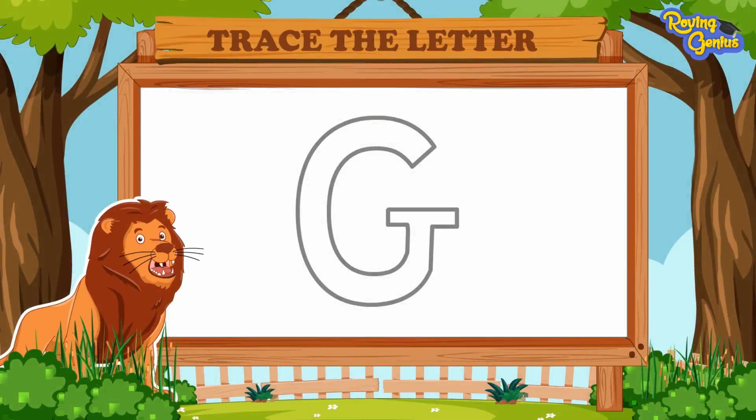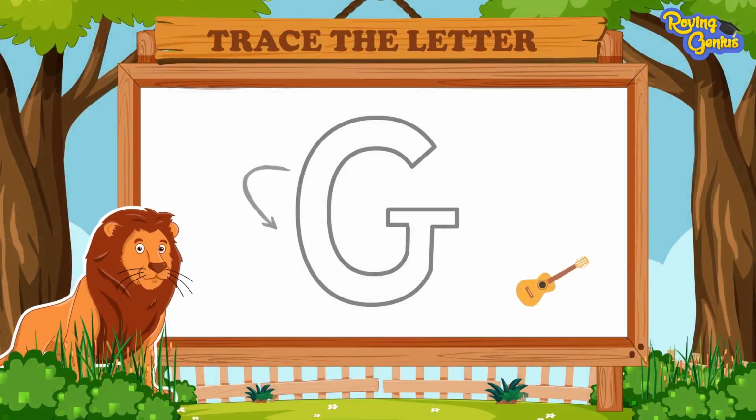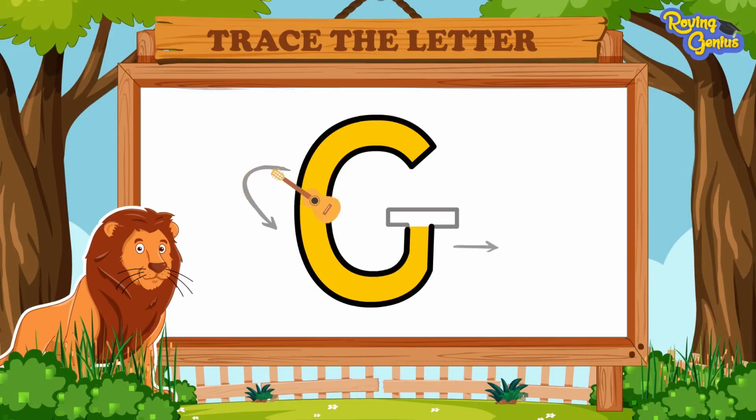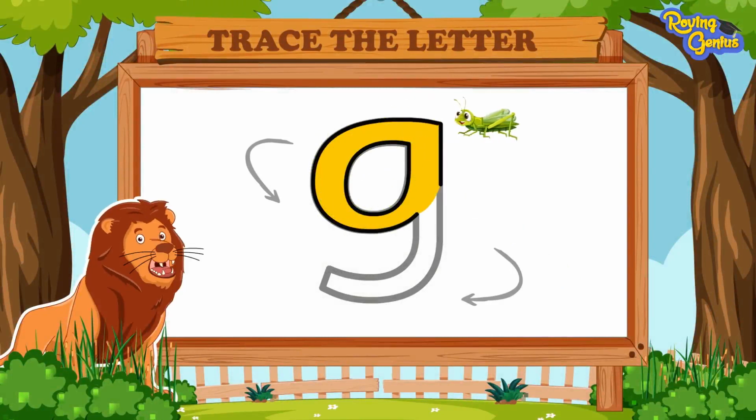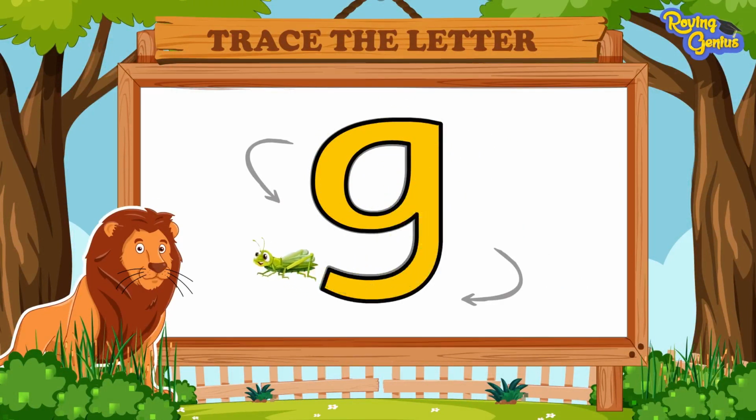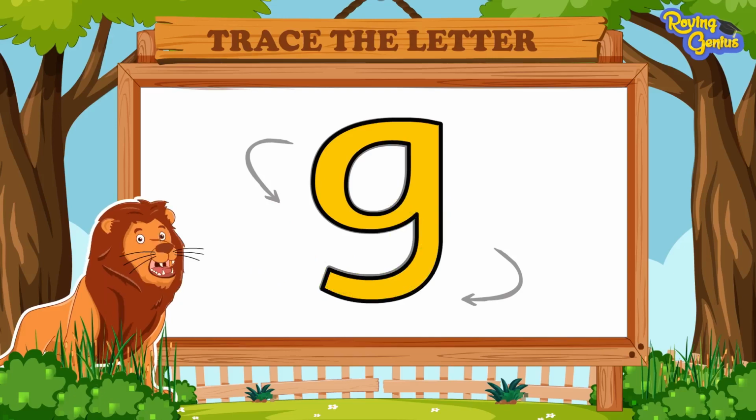Let's learn how to trace G with these fun rhymes. Big round circle, but don't go too far. Add a garage to park your car. A garden starts with a little seed. The roots grow down, that's all you need.